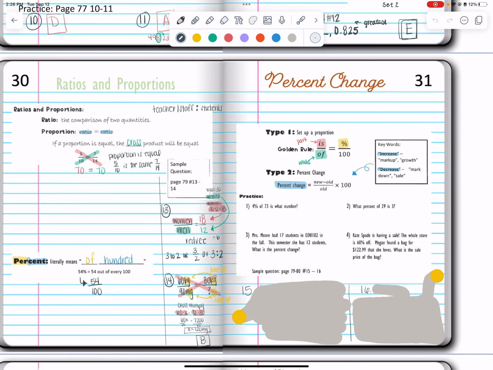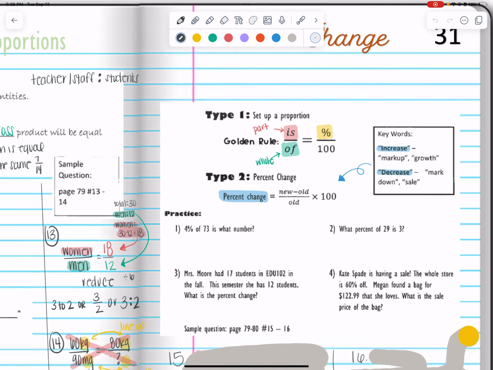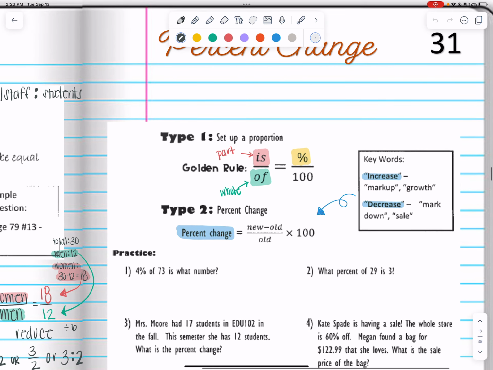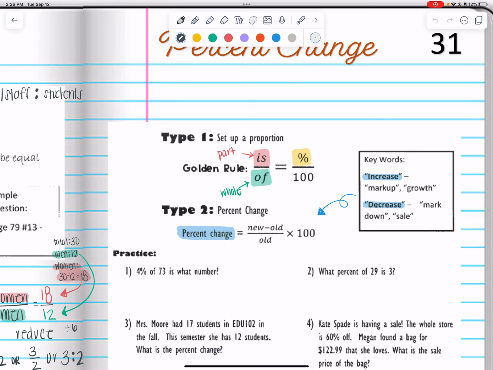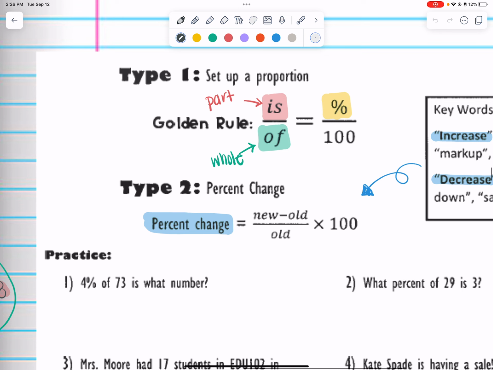Hey guys, so in the last video we looked at rates and proportions. Moving onto page 31, we're going to look specifically at setting up proportions and then more specifically solving them. So here is the golden rule for these type 1 proportions.